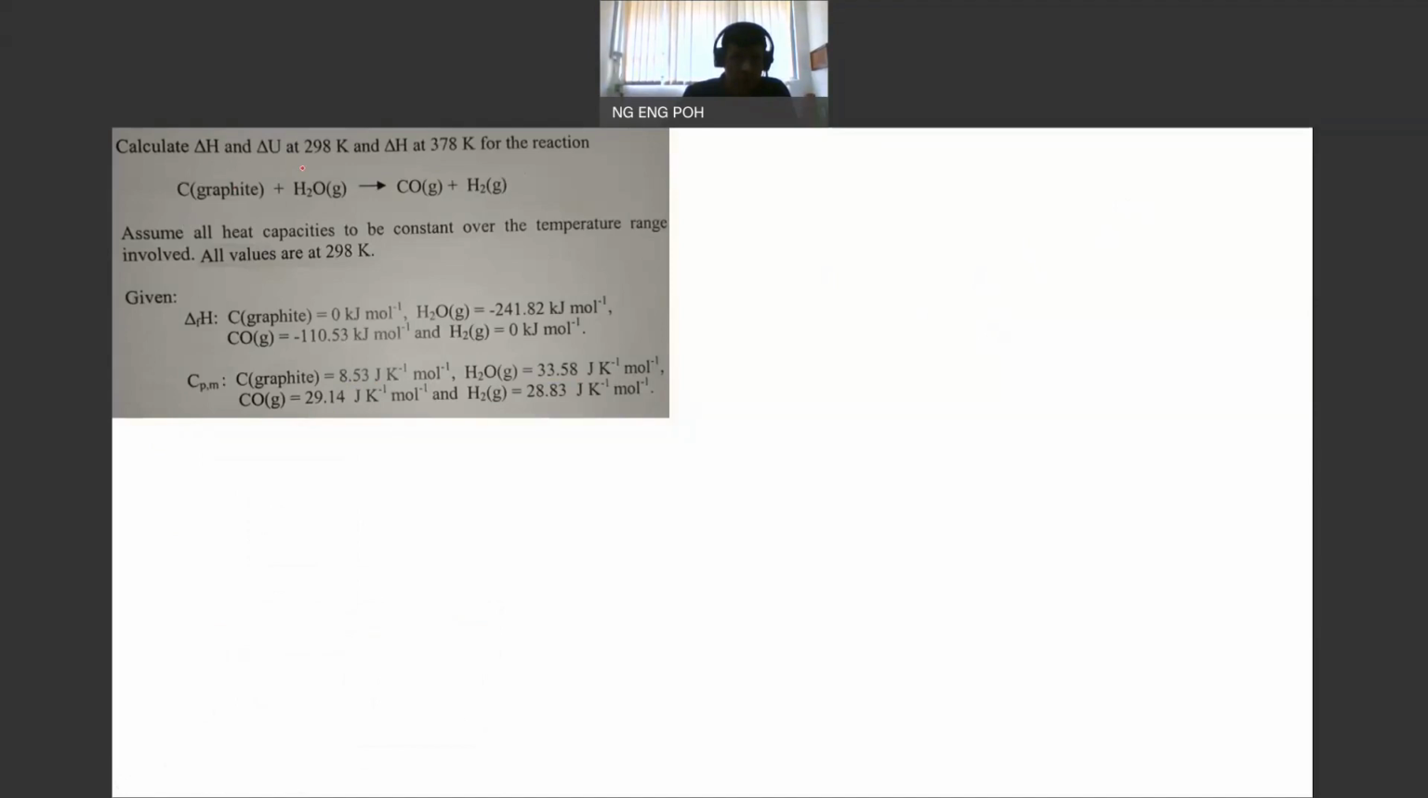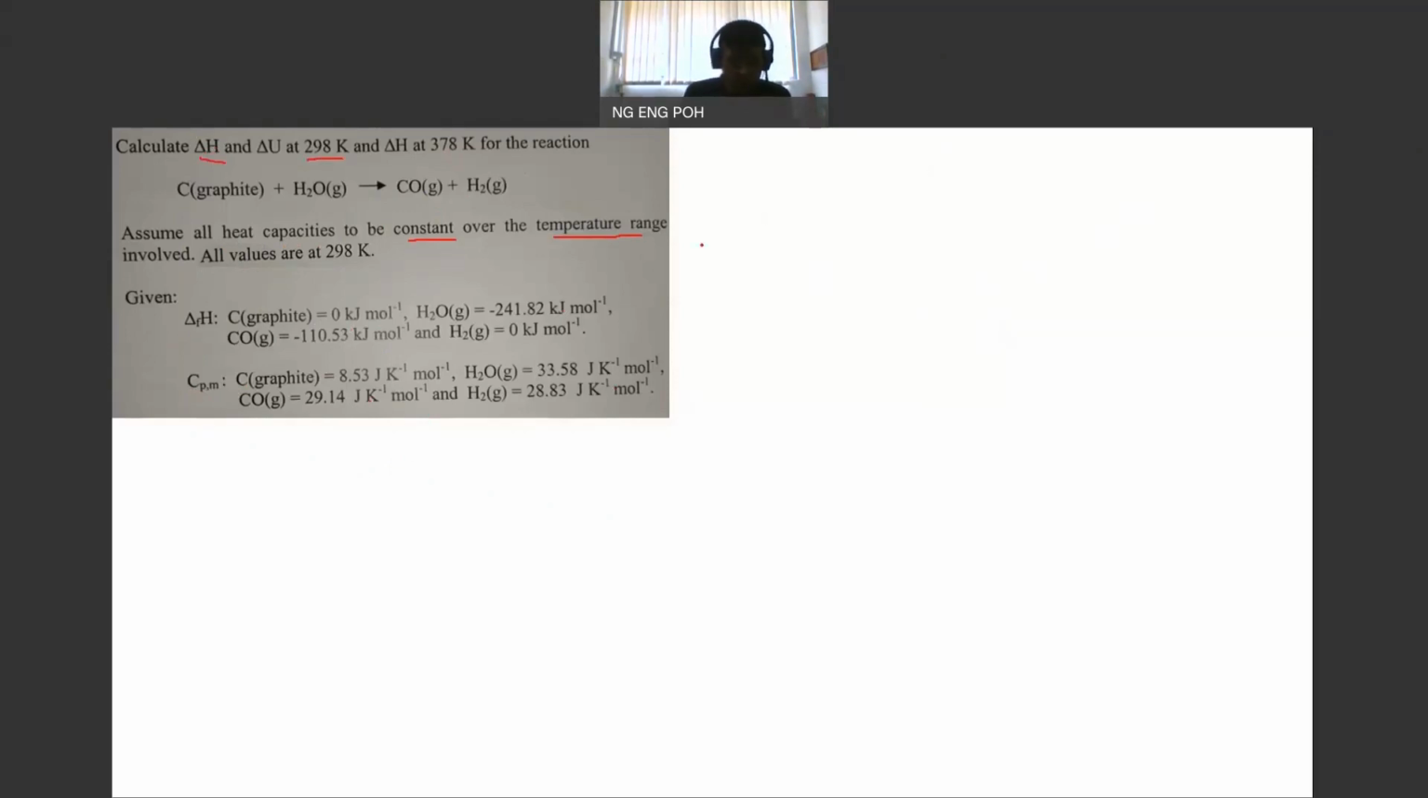Calculate delta H and delta U at 298 Kelvin and delta H at 378 Kelvin for the reaction C graphite plus H2O gas to CO gas plus H2 gas. Assume all heat capacities to be constant over the temperature range involved. So all the values given here are at 298 Kelvin. It is given delta H formation and heat capacity at constant pressure for all these substances. So first you need to find the delta H at 298 Kelvin.